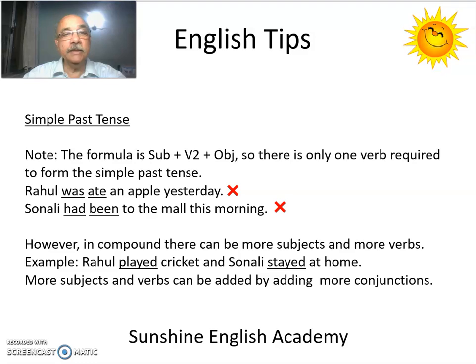So Rahul was ate. Was and ate, there are two verbs in that sentence. And Sonali had been. Had and been are again two verbs in the sentence. Both the sentences are incorrect. So then, what do we need to say? We need to say Rahul ate an apple yesterday and Sonali went to the mall this morning. So the verbs was or were are not compulsory to form the simple past tense.